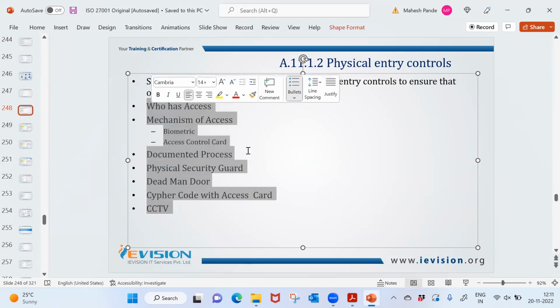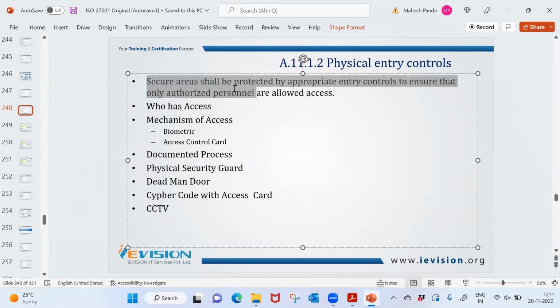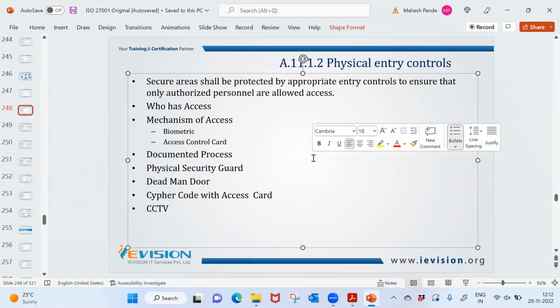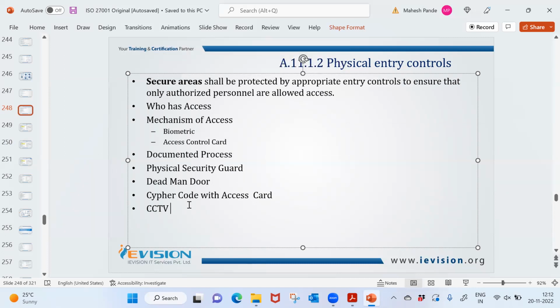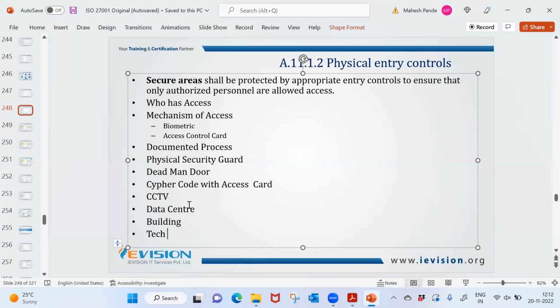That's fine. Now, what is the control saying? What is to be tested? Secure areas shall be protected by appropriate entry controls. Now, what is a secure area? First of all, you have to identify the secure area. It could be the data center, or the building access itself. It starts with the building access. Along with that, you may have technology or some specific departments, right?